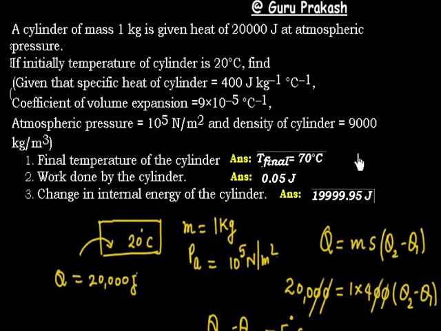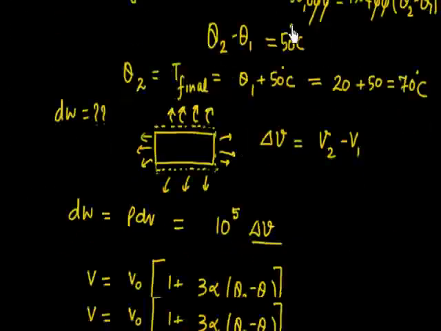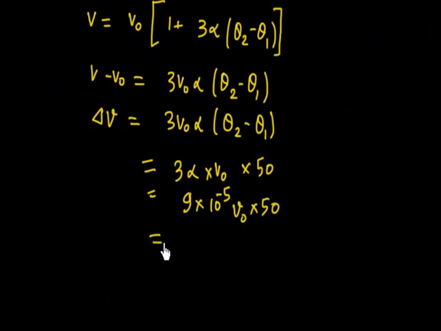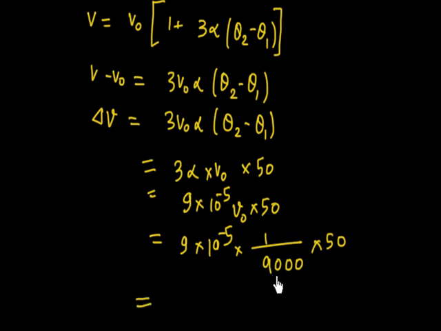So mass by density will give you volume. So 1 divided by 9000. So 9 into 10 to the power minus 5, and this is 1 divided by 9000, and into 50. What is this value? This value comes out to be 50 into 10 to the power minus 8. So this is the delta V.